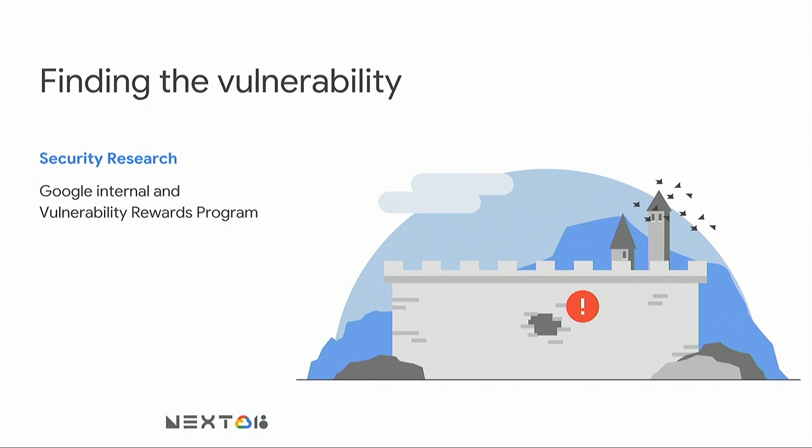They are focused on finding vulnerabilities in our own products and fixing them, as well as finding vulnerabilities in critical pieces of internet infrastructure and making the internet safer. We also have the vulnerability rewards program, where we engage the external security research community and pay them for their work through a bug bounty program.